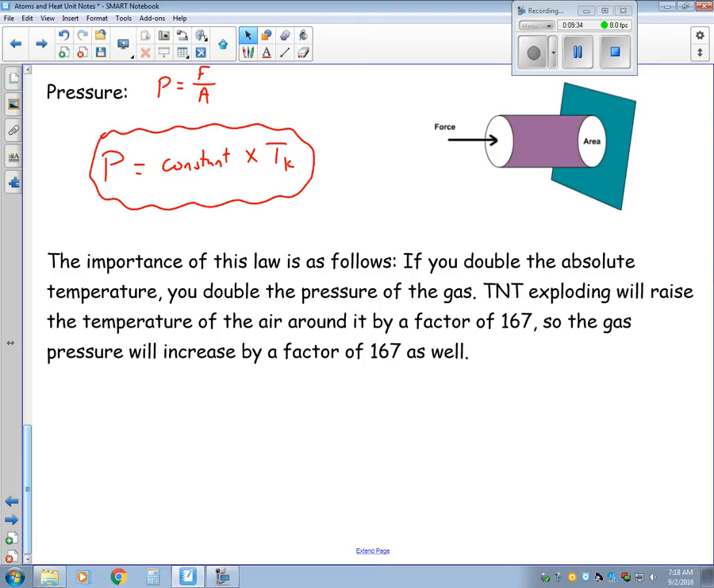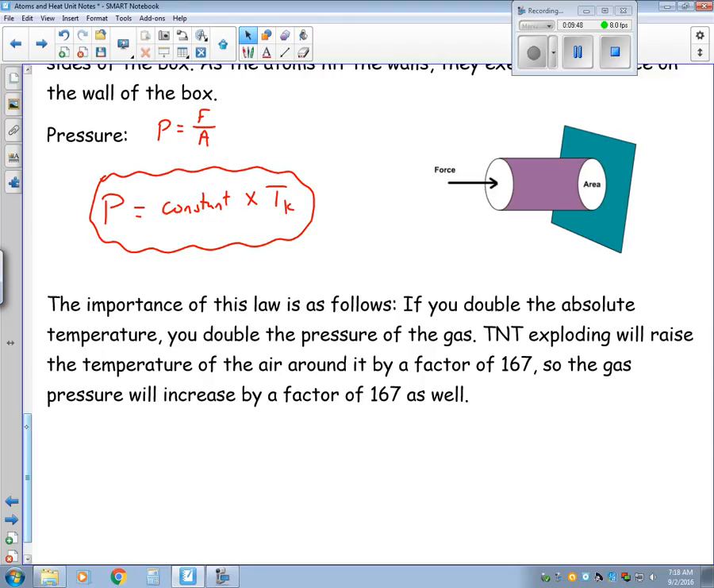So dynamite exploding will raise the temperature around it by a factor of 167. So the gas's pressure will increase by 167 as well. And if we take a look at pressure equals force divided by area, we see that pressure is proportional to force. So if the pressure increases, the force it can exert increases as well, by the same factor. If the pressure increases by 167, the force increases by 167. And that is quite substantial.